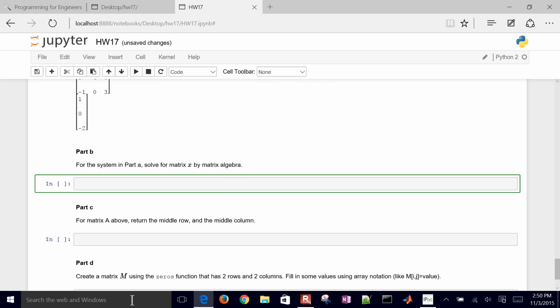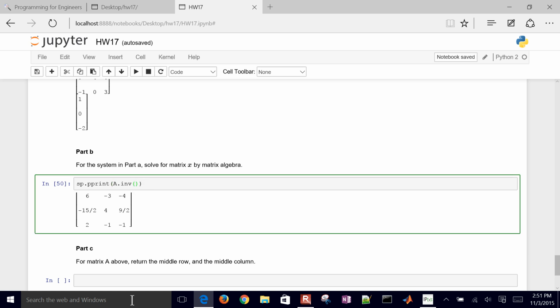So we want to solve that. I'll just show you one way to do it. Do sp.pprint, and then A inverse. Okay, so we'll print that. That's the A inverse, but we're going to multiply that by B, and that gives us our solution to x.